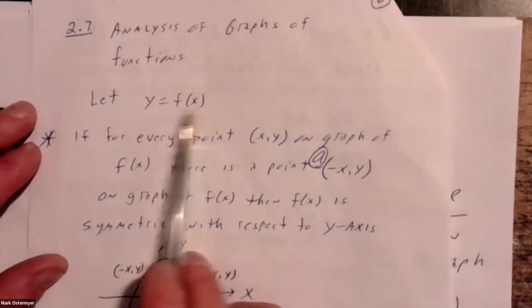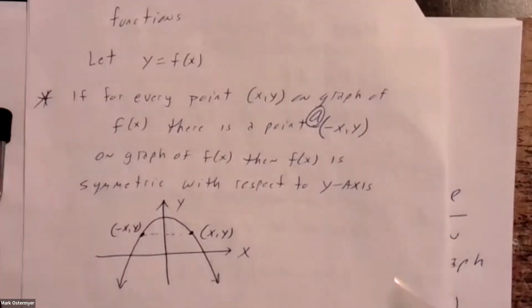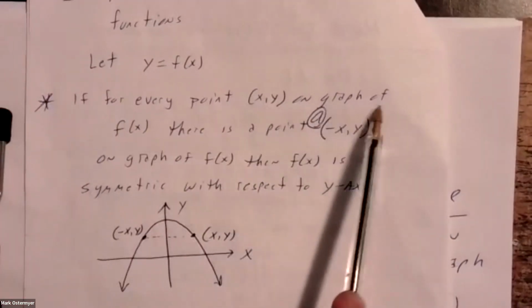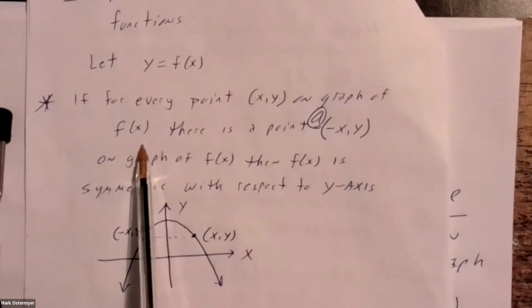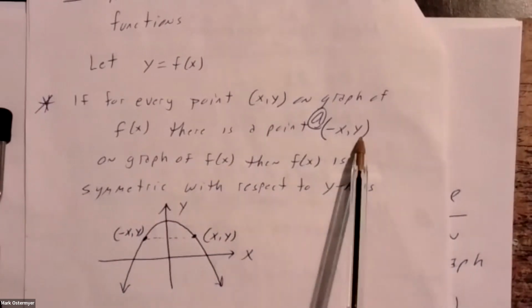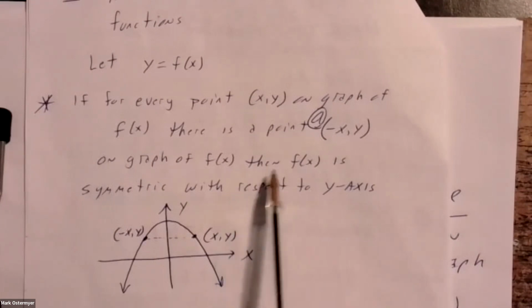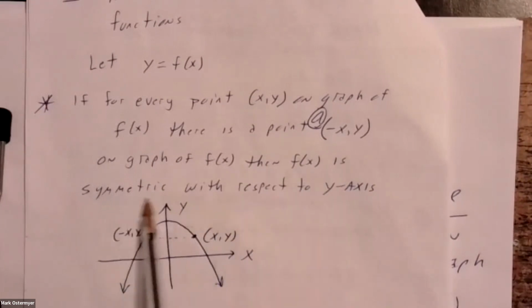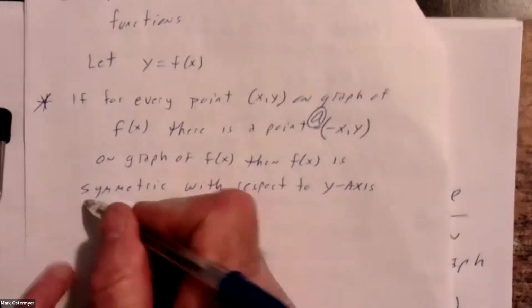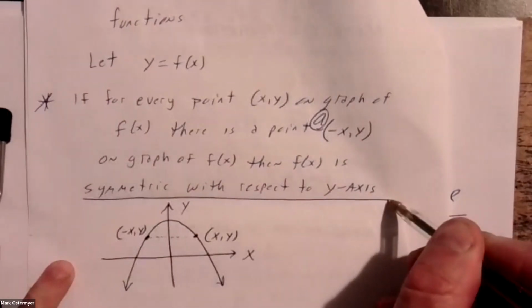Suppose that we have some function y equals f of x. And suppose, ladies and gentlemen, for every point x, y that's on the graph of f of x, there is a corresponding point -x comma y on the graph of f of x. Then we say that f of x is symmetric with respect to the y-axis. Symmetric with respect to the y-axis.